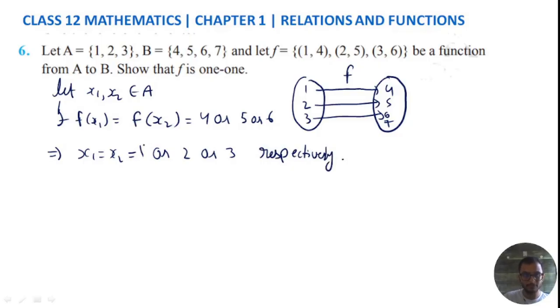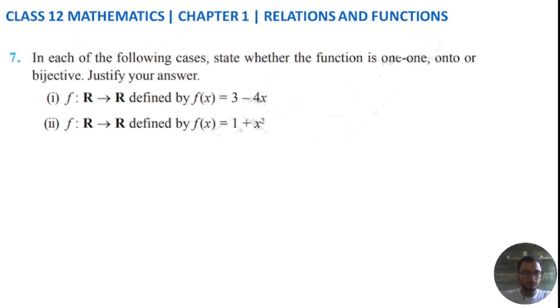So are we done? Because we are always getting, when we are taking f of x1 equals f of x2, we are getting x1 equals x2. This shows that f is 1-1. So we are done with this question. Let's move to the next question. So what is the next question?